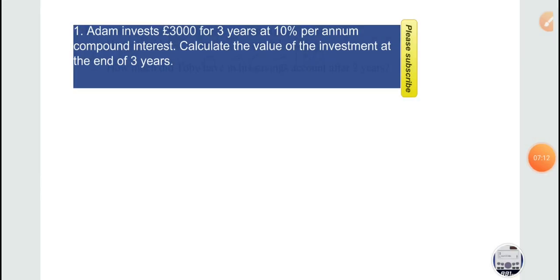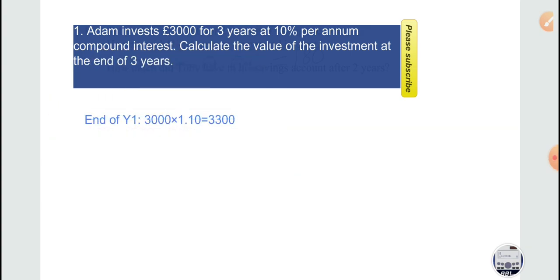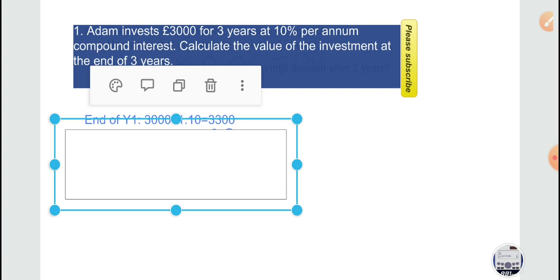So a faster way to do this would be to use this knowledge and say that at the end of the first year is 3,000 times 1.10, which is given as a profit, and the total amount of £3,300. So this is how much you will have in your bank account at the end of the first year. Then we're going to times that number by 1.1 to get our profit for the second year.